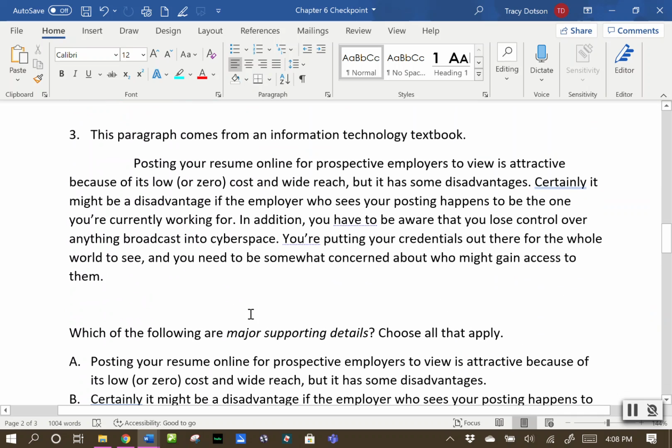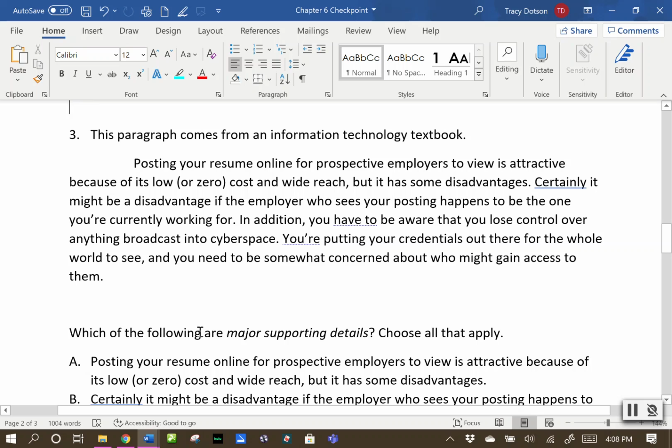Paragraph number 3, this paragraph comes from an information technology textbook. Posting a resume online for prospective employers to view is attractive because of its low or zero cost and wide reach, but it has some disadvantages. Certainly, it might be a disadvantage if the employer who sees your posting happens to be the one you're currently working for. In addition, you have to be aware that you lose control over anything broadcast into cyberspace. You're putting your credentials out there for the whole world to see, and you need to be somewhat concerned about who might gain access to them.